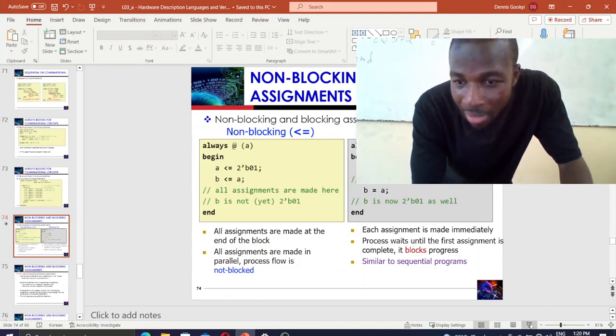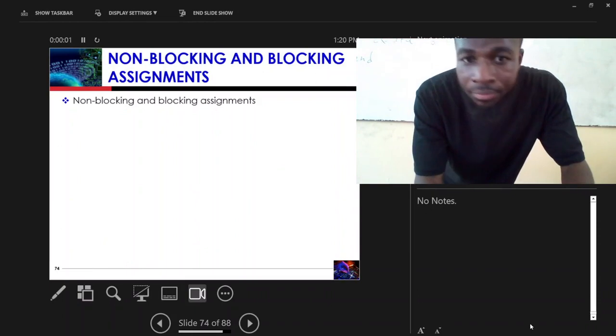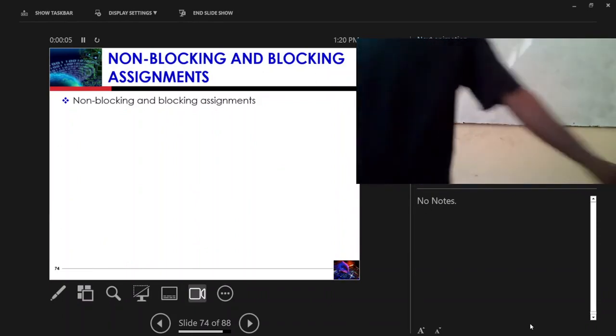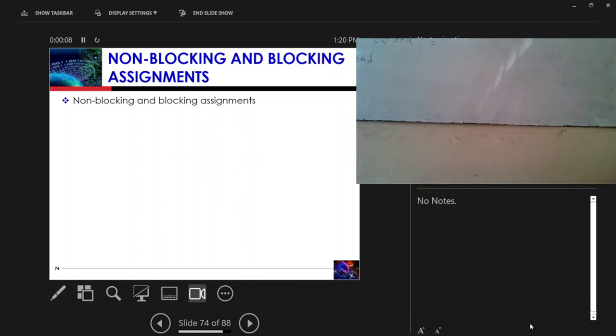What is A and what is B? Because they don't run in parallel, they just all run at once. They don't run line by line. So the second one is not dependent on the first one. They all just run.